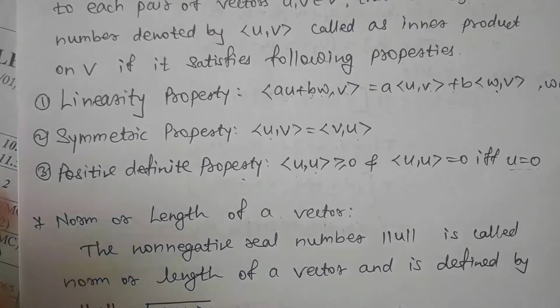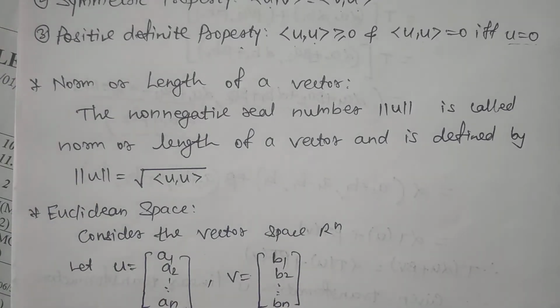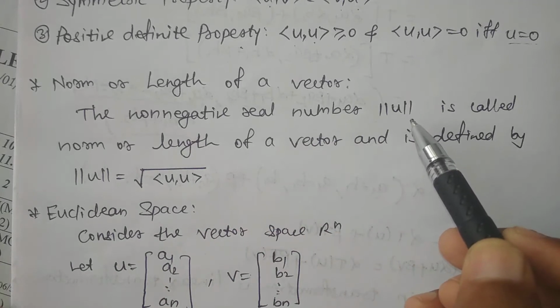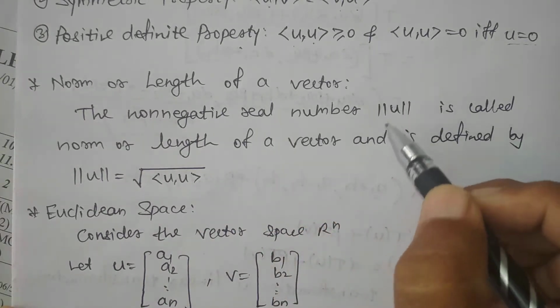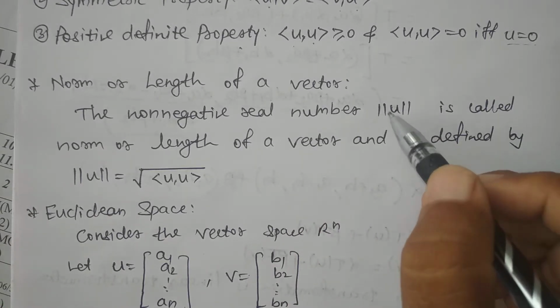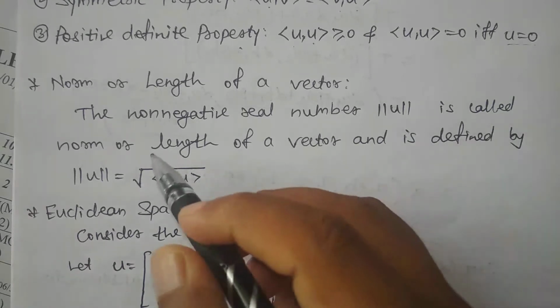Then the next point: norm or length of a vector. So what is the norm or the length of a vector? It is a non-negative real number. We know that the length is always non-negative.